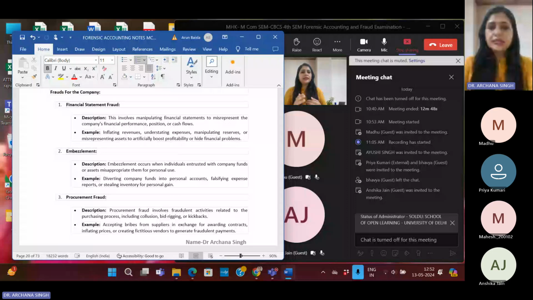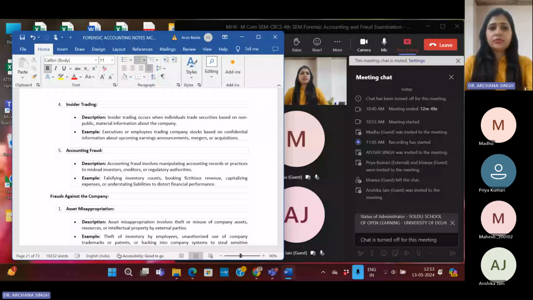Then next is insider trading. What is insider trading? It occurs when individuals trade securities based on non-public material information about the company. For example, executives and employees trade the company's stocks based on confidential information about upcoming earnings announcements, mergers and acquisitions. They may trade the stocks based on information of the company that they had stolen. So insider trading is that.